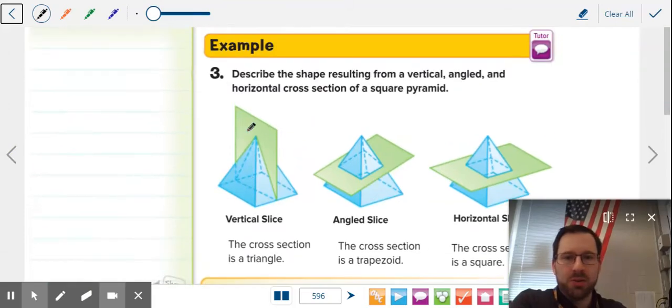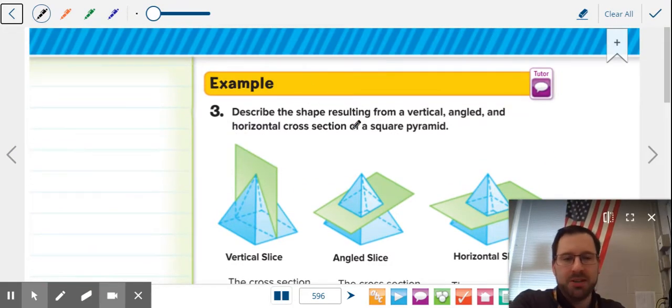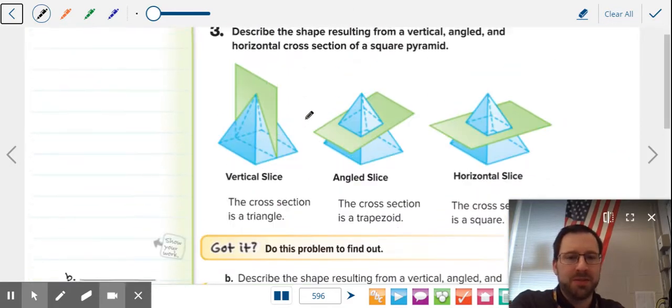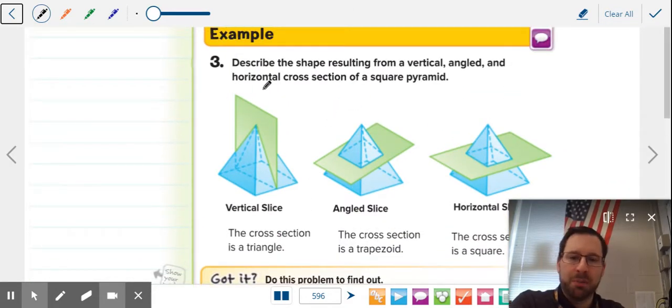Okay, now on to the cross-section part, which is the main part I need you to take away from here, other than talking about and labeling the sides and angles and bases and faces. And you talk about what happens if you draw a plane, slice a plane through different shapes.